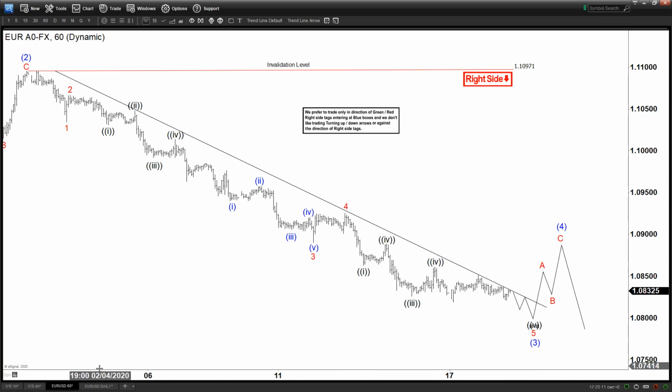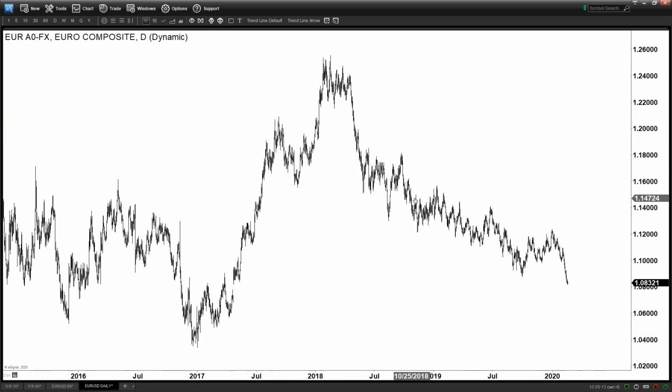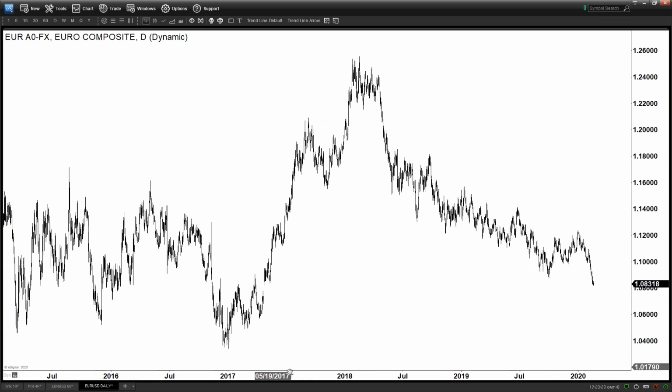Now looking at the higher degree, if I look at the daily, the picture is a little bit not as clear in the daily. There is no label here, but we want to look at it from the higher perspective, what we are looking at here.